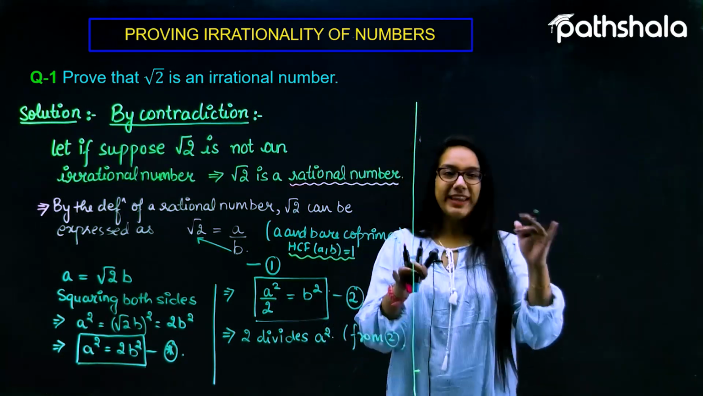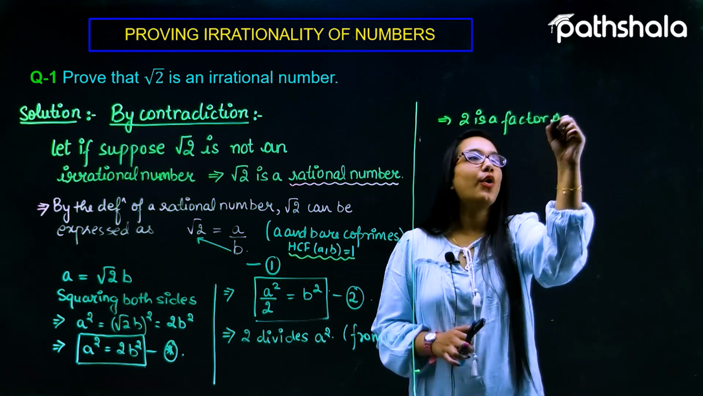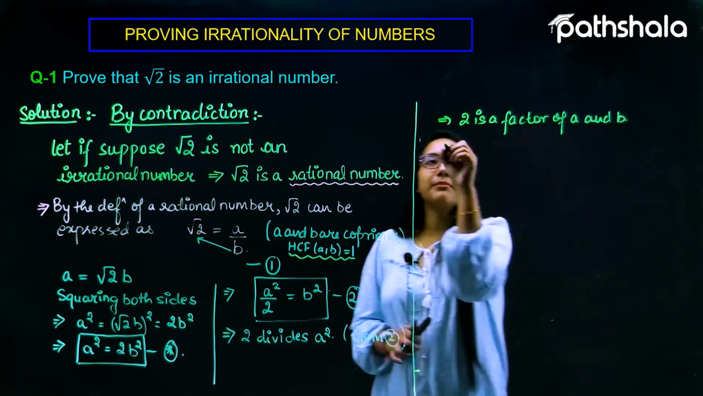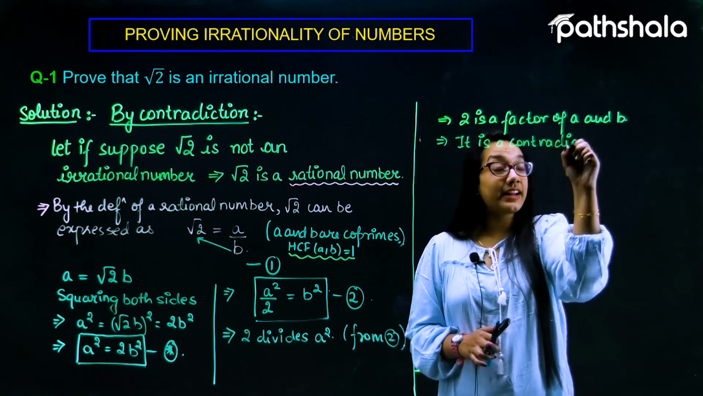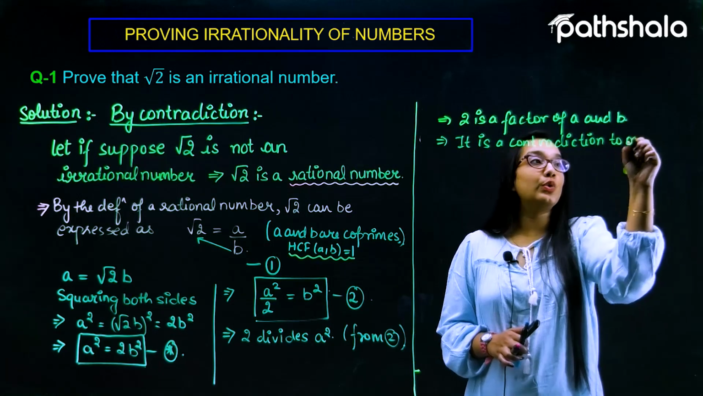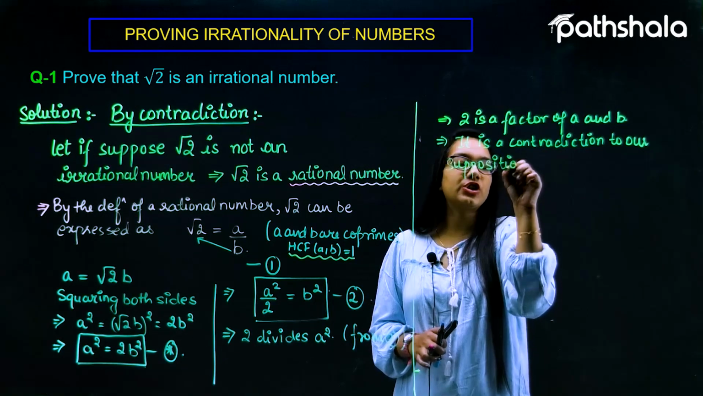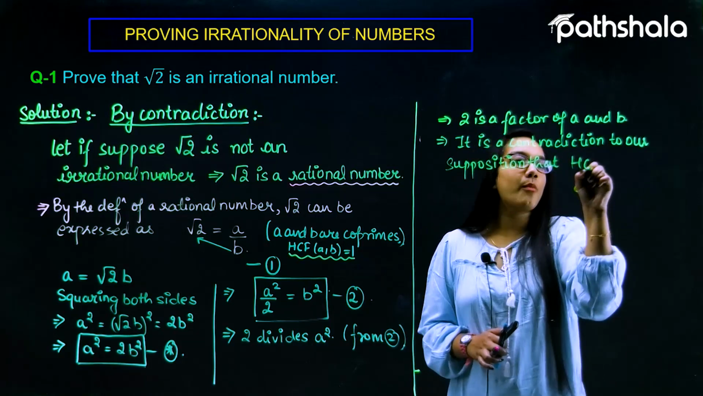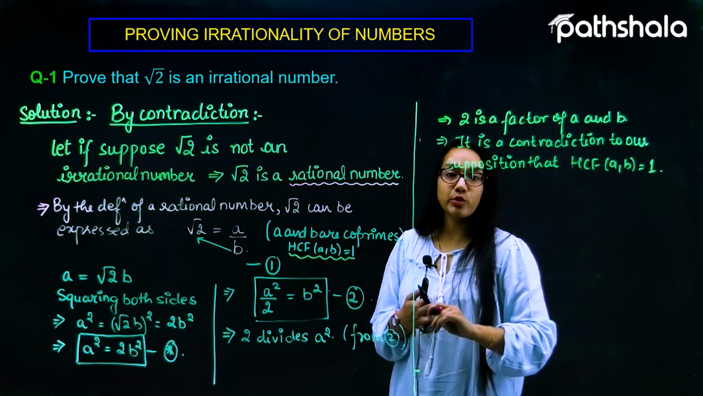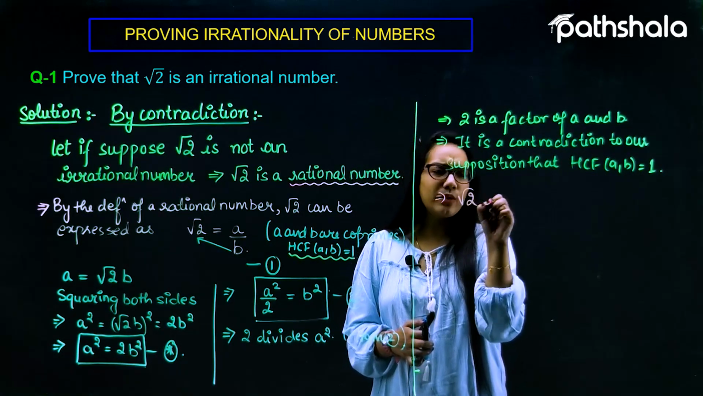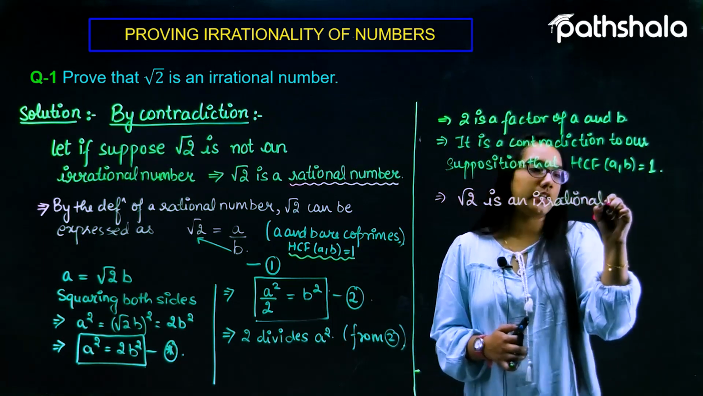So at the end we can write, 2 is a factor of A and B. It implies it is a contradiction to our supposition that the highest common factor of A and B is nothing but 1. So it contradicts our supposition. It implies that square root 2 is an irrational number. It is not a rational number.